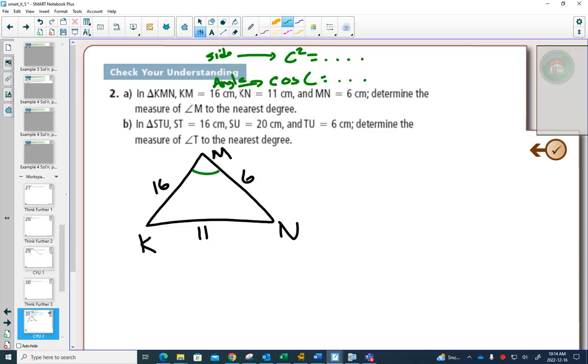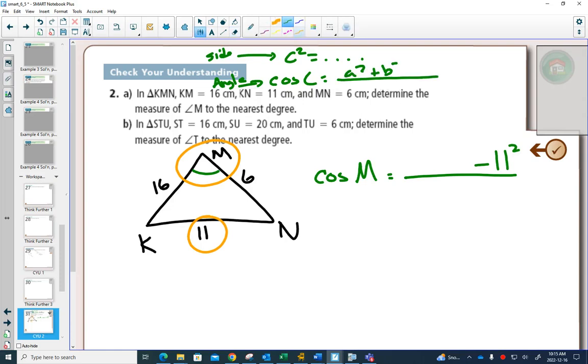So we start off by going, oh, I don't have A, B, and C. The key thing, though, is whatever angle you're finding, it goes with the opposite side. So I want to find cos of M. On my formula, the M squared is the minus part over here. This is where the 11 squared would go. I'll rewrite it out here just for the visual: a squared plus b squared minus c squared over 2ab.